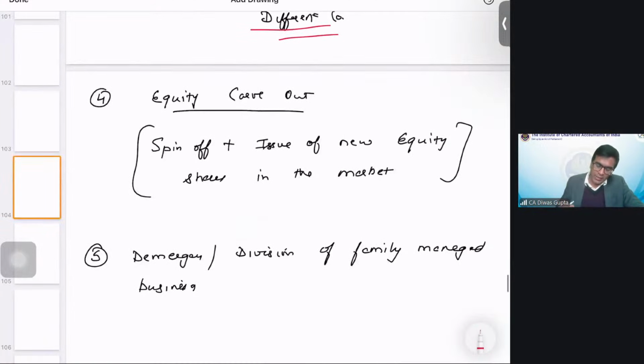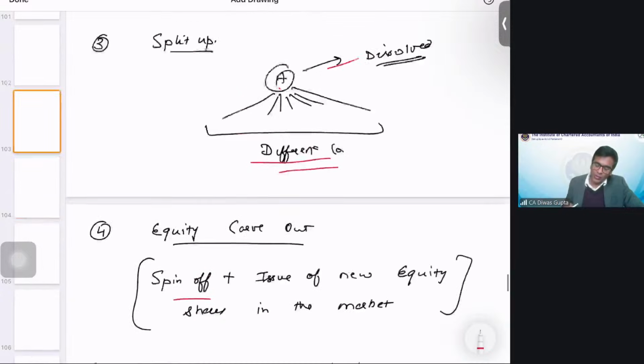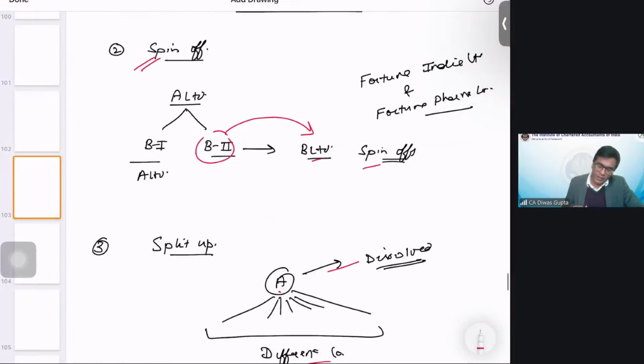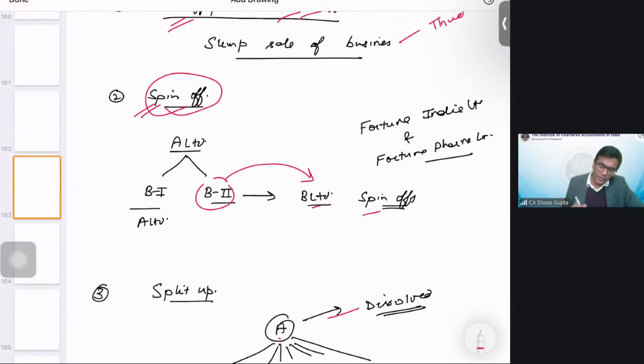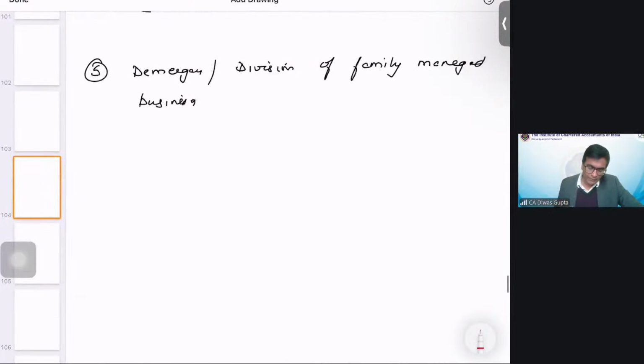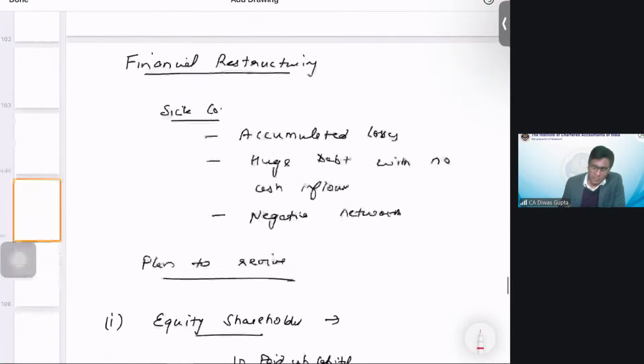Equity carve out. Equity carve out is spin off plus issue of new equity shares in the market. So here you are doing a spin off and then issuing new shares to the market. And then there is a demerger, the division of family owned businesses, where you divide the businesses according to, let's say, the preferences of the family members, or you demerge and sell it to a third party.